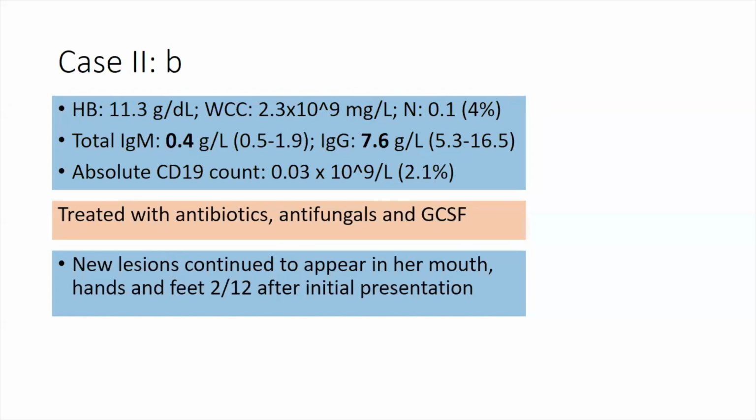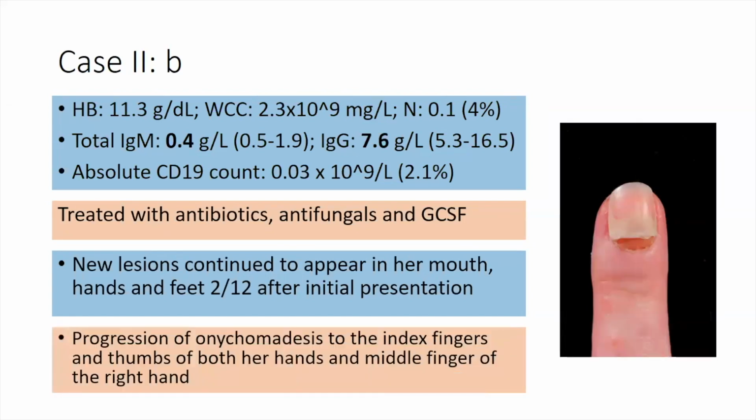Also the onychomadesis had progressed to the index finger, the thumbs of both hands, the middle finger of the other hand, and you could see here. Onychomadesis is where the nail just separates from the matrix proximally, and then it just falls off. She was quite distressed, of course, about that.